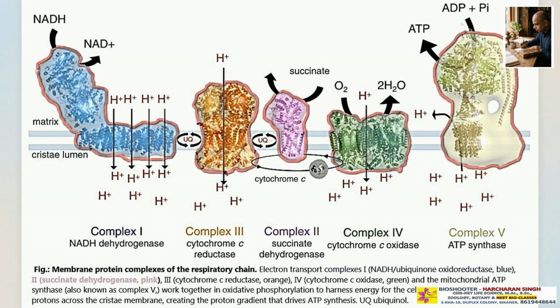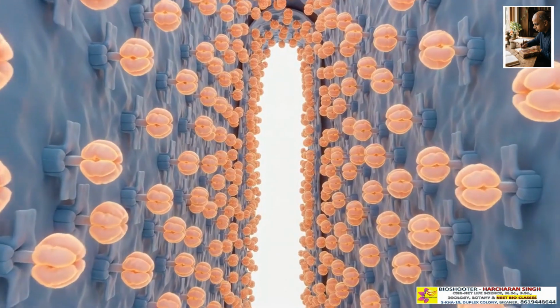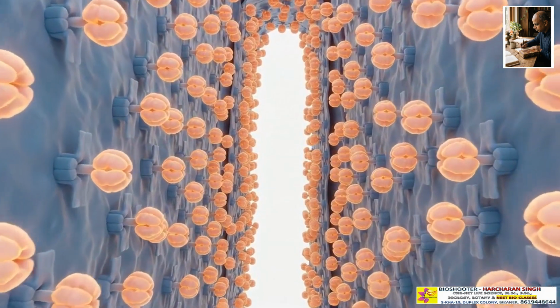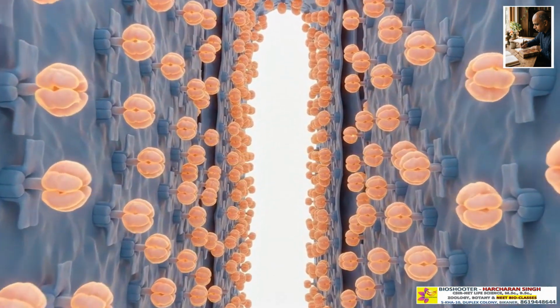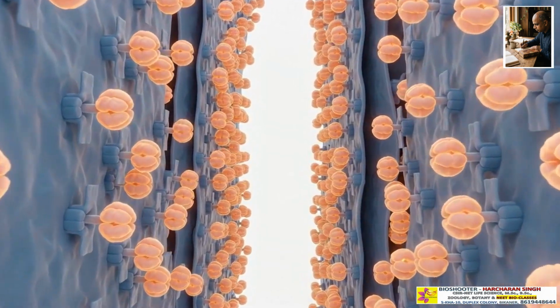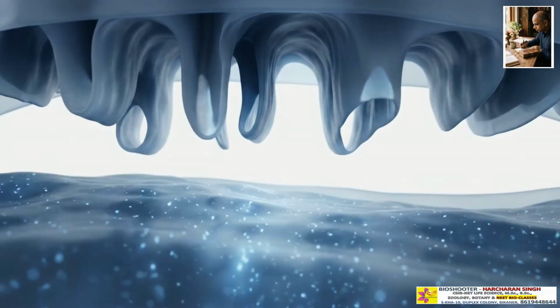Complexes 1 through 4 form the respiratory chain, pumping protons across the cristae membrane to build up a powerful electrochemical gradient. On the far right of the diagram sits complex V, or ATP synthase. It harnesses that accumulated proton gradient to spin its F1 particles, physically converting ADP into ATP, the universal energy currency of the cell. These intricate, convoluted inner folds are mathematically optimized to pack as many ATP energy mills as possible into a microscopic space.